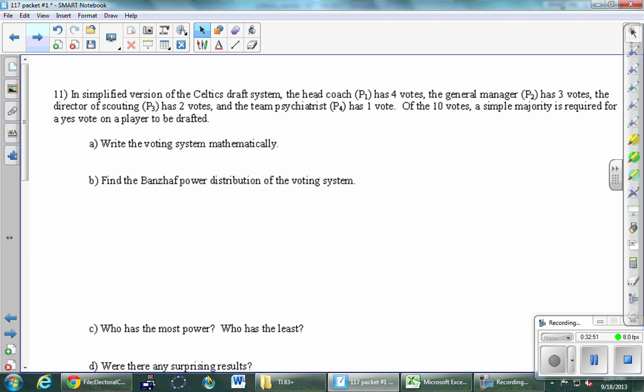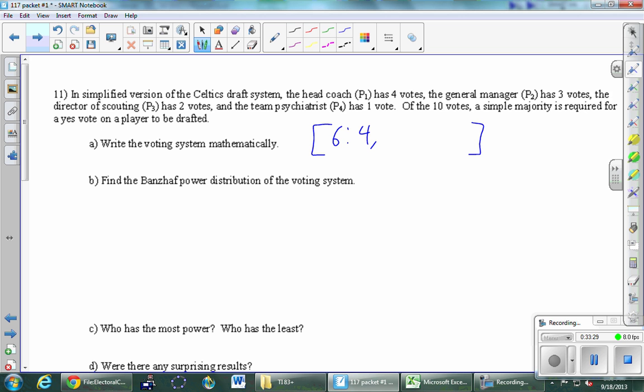Okay, so we've got the system to try to decide who the Celtics are going to draft first. And each of these 4 different folks has different amounts of votes, and we just need a majority. So first thing is to write this thing in our standard notation. So how many votes are there total? It's 10, and it says that we need a majority. How much is a majority for 10? 6. Is it 5 or is it 6? It's 6. It's more than 5, right? 5 is not going to cut it. So 6 is the quota. Strongest person has how many? 4. 2 and 1.